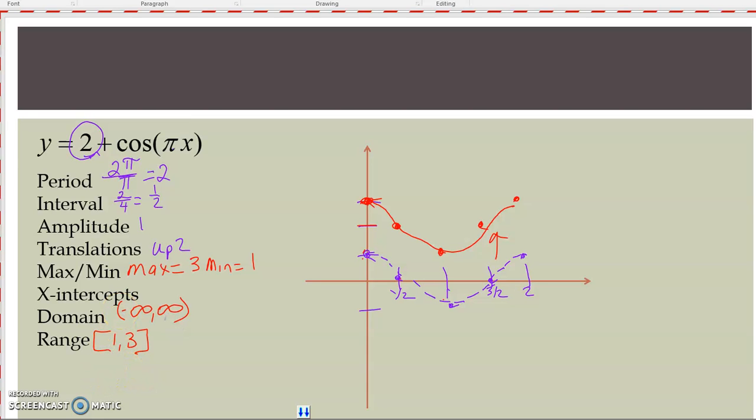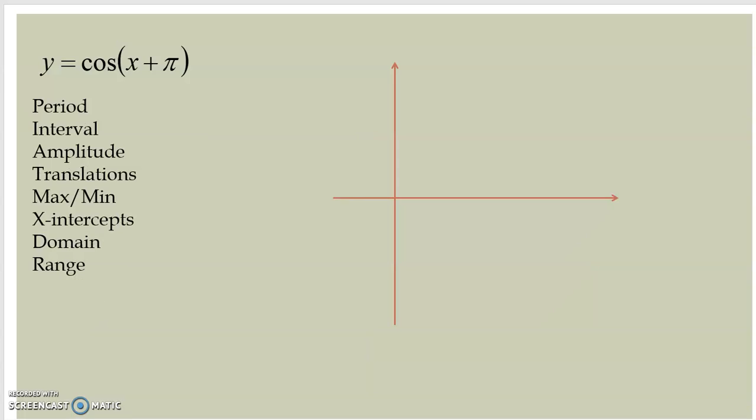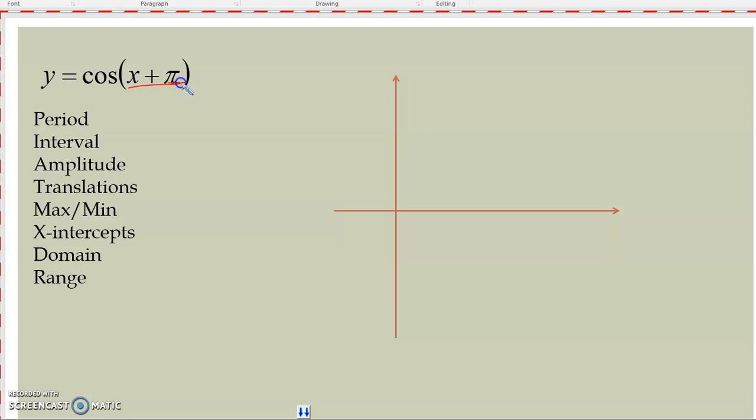Now, let's talk about a horizontal shift. A horizontal shift occurs when we have something in the parentheses other than the theta, or the c. So you see how this is added to the angle. That means we moved to a new angle. We weren't at 30 degrees. We're at 30 degrees plus pi.